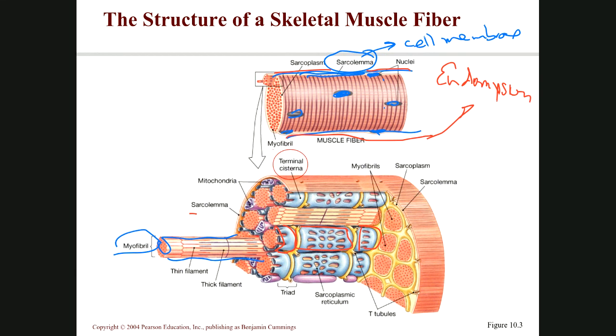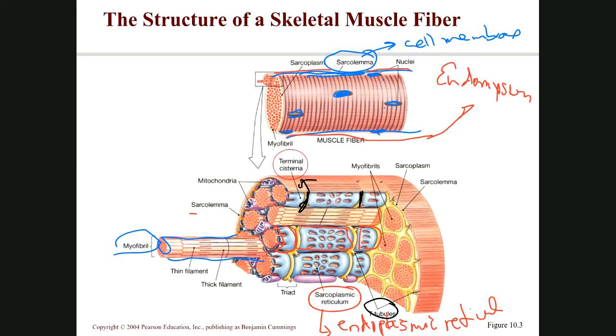Is the sarcoplasmic reticulum here, which is the endoplasmic reticulum of the cell. But in the muscle cell, instead of calling it endoplasmic reticulum, it is called sarcoplasmic reticulum. Also notice these yellow structures in the middle of the sarcoplasmic reticulum, right here and right here. These structures came about by the infolding of the cell membrane or sarcolemma, creating these tube-like structures called the T-tubules. So this is very unique to skeletal muscle.